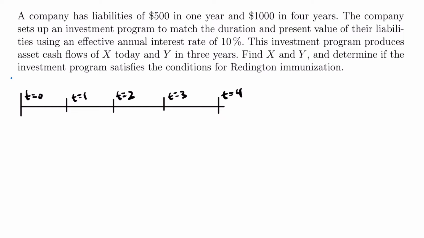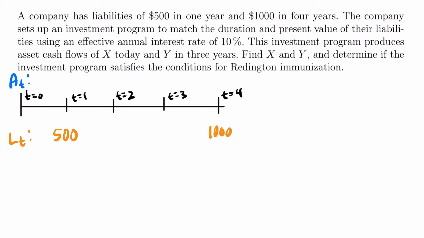Now, once again, I'm going to put the value of the assets at time t above the timeline and the value of the liabilities at time t below the timeline. And I'll start with the liabilities. We have 500 in 1 year, so that's 500 at t equals 1. So we'll write in 500. And then we have 1,000 in 4 years, so that will be 1,000 at t equals 4. So we'll have 1,000 right there.